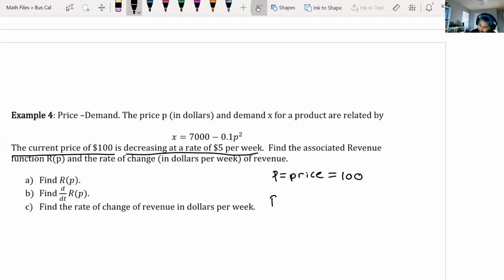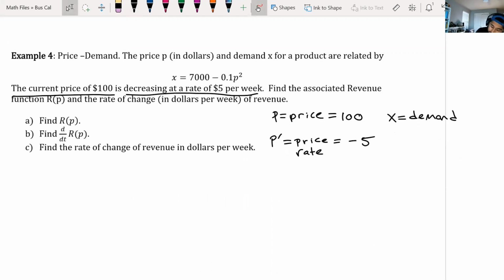So this means that P prime, which is the price rate, is going to be -5. And why is it negative? It's decreasing. Good. And then X is just the demand. I don't think we need an X prime here. It's not saying anything about the rate of change of demand. It wants the rate of change in dollars per week. So first up is find the revenue function.